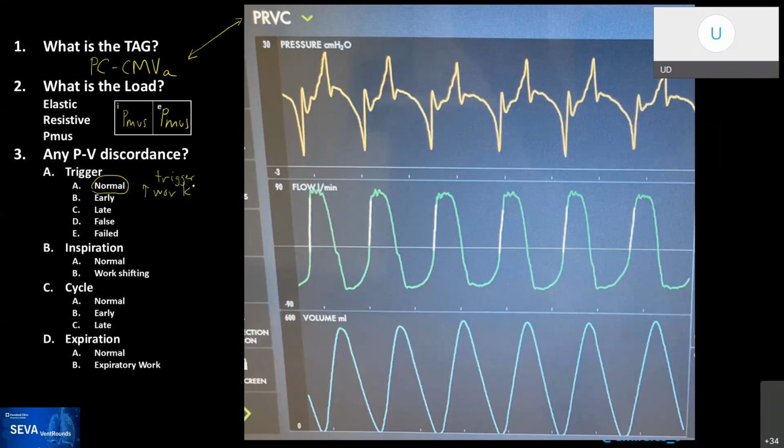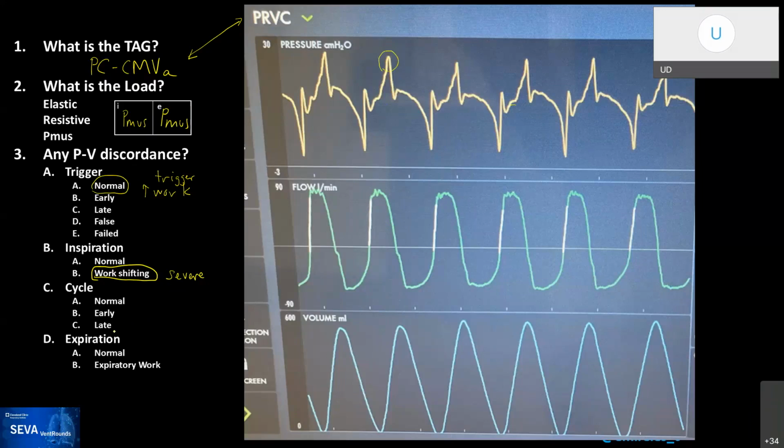Inspiration, of course, there's tremendous work shifting. You can see in the pressure limb how it is deflected so much to the baseline, where it's supposed to be flat. This is impressive. And then as the patient, I think the PMUS is probably extending until the peak, and then it's showing a sharp peak. So I think it's a severe work shifting. Cycle, yeah.